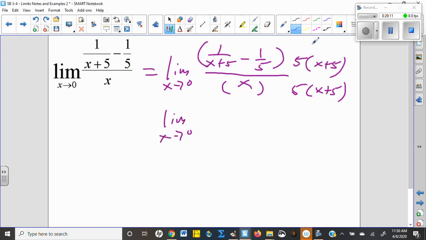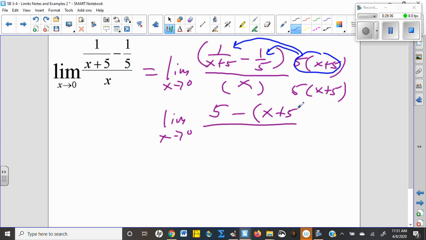I have to distribute. This is where the mistakes are usually made, is distributing this through here. And you just got to practice and pay attention to the details. When I multiply by 1 over x plus 5, the x plus 5s are going to cancel. I'm just going to get a 5 times 1. When I multiply the 5 times x plus 5 times the 1/5, the 5s are going to cancel, and I'm just going to get an x plus 5. Now this is huge. Notice I put my x plus 5 in parentheses because I'm subtracting it. If you forget to distribute that, you're in trouble.